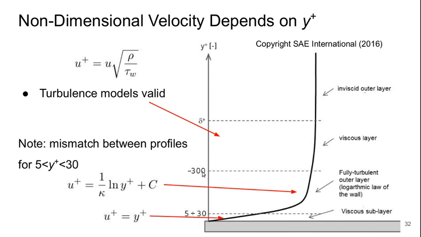So in this region between y plus 300 and the outer edge of the boundary layer, the turbulence models are still valid. And in the region very close to the wall, for y plus, say, less than 5, there's a simple linear behavior of u plus equals y plus. Then from about 30 to 300, the profile can be well matched by u plus equals 1 over kappa, where this is some constant, times the natural logarithm of y plus a constant, and again the constant is set by the outer flow condition. But there's a mismatch between the two profiles in the range of y plus 5 to 30. In other words, they don't smoothly match up with each other.